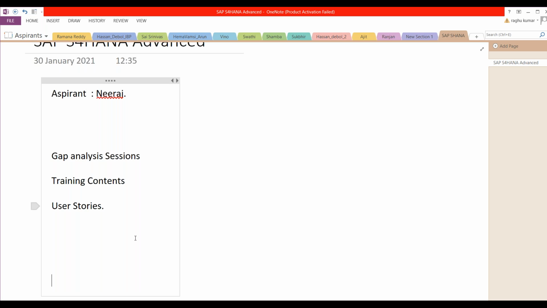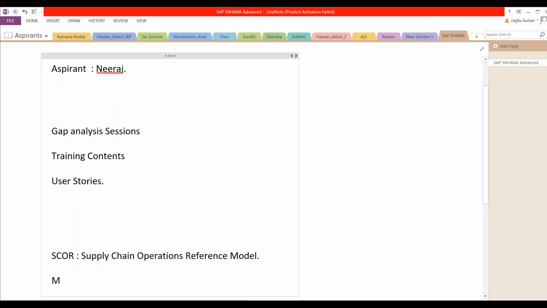How comfortable are you with these terms? SCOR. Have you ever heard about this term, this model? Yeah. Okay, you are aware of it. It is the Supply Chain Operations Reference model.